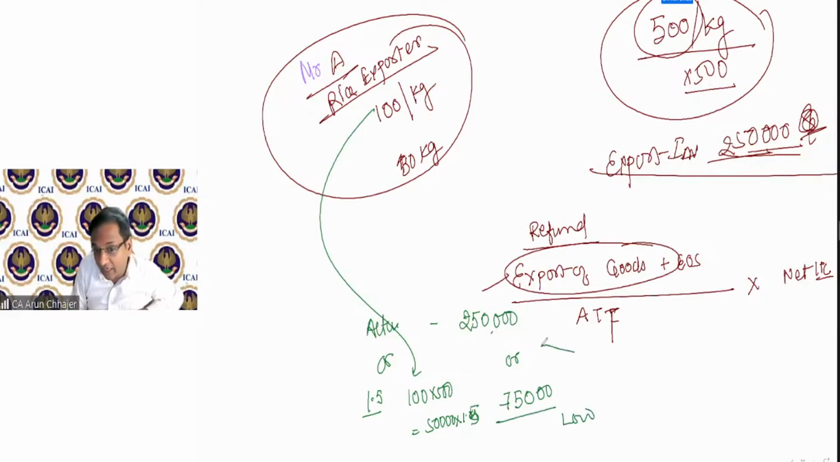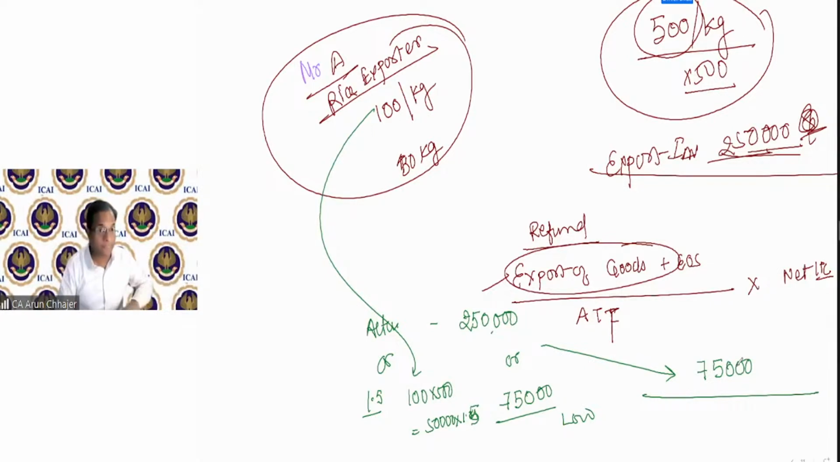So it means when I apply the refund formula, I will take the export turnover as 75,000. Why am I doing so? Because the explanation of the formula says that export of goods means actual price or domestic ka 1.5 times. It could be the maximum amount which I can report as export in the refund application. This restriction is only for the refund application.